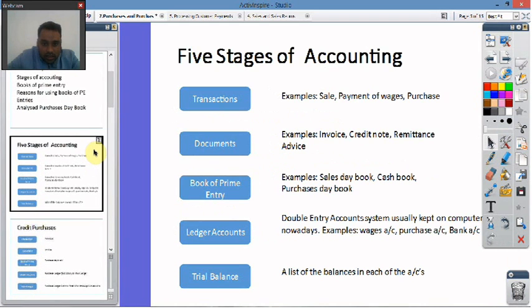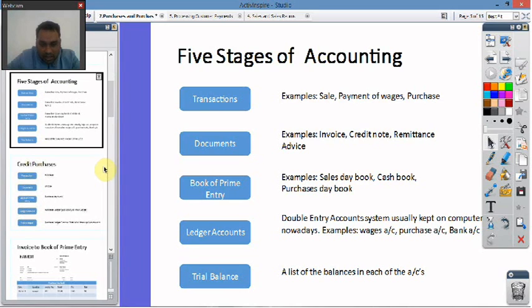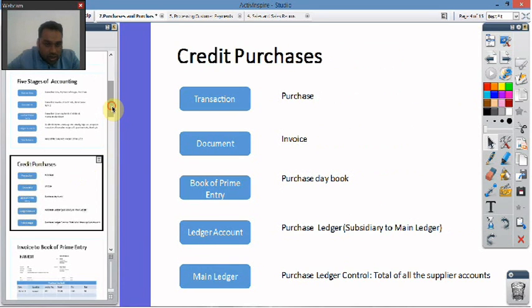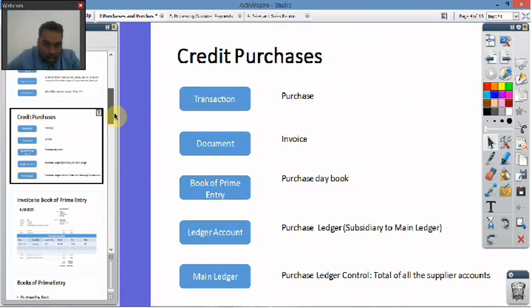So these are the stages of accounting that we've been through before. You've got a transaction such as a sale or payment of wages, then the document that goes with it such as invoices, credit notes, remittance advice. Then you've got the book of prime entry such as sales daybook, cash book, purchases daybook. Then the ledger accounts, such as the purchase ledger control and sales ledger control. Then the trial balance, which is a list of all the accounts such as wages, assets, liabilities, buildings, etc. Let's have a look at some credit purchases.